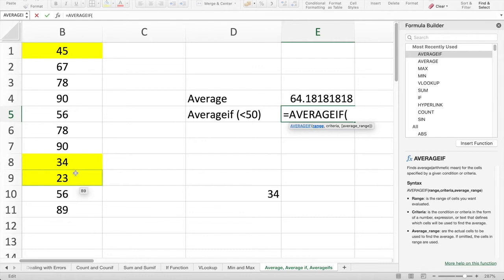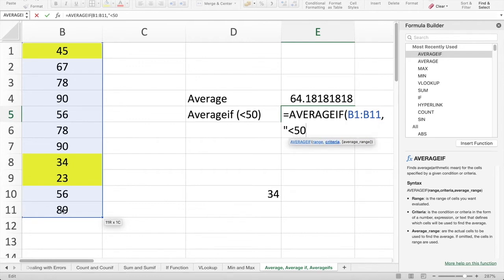So what we are going to do now is highlight from cell B1 going to cell B11. Then our criteria is, of course, the same as with our other functions. We must first use an apostrophe, then let's have less than 50. Meaning, the formula that we are doing must average only the numbers inside our data set which are below 50. Upon entering, the answer must be 34, right? Let's click the enter button.